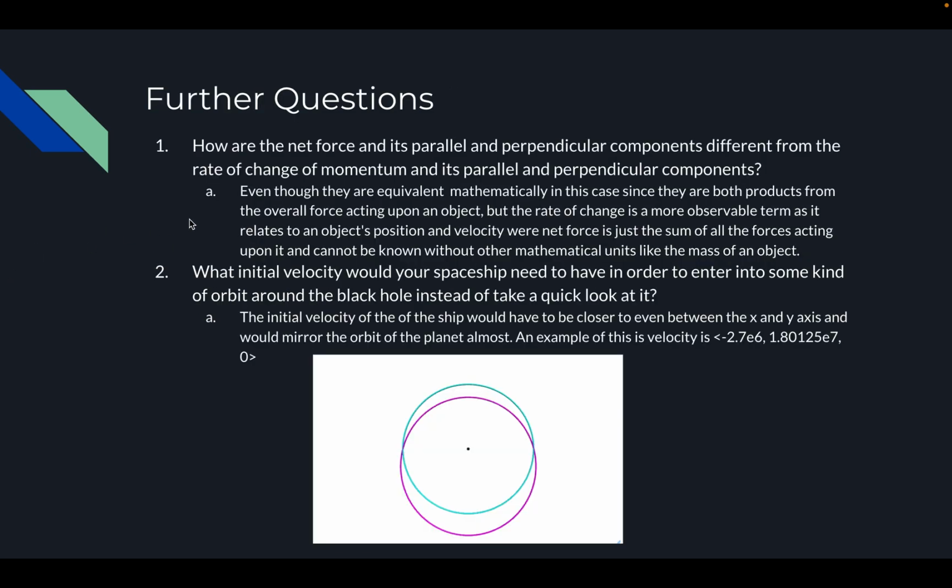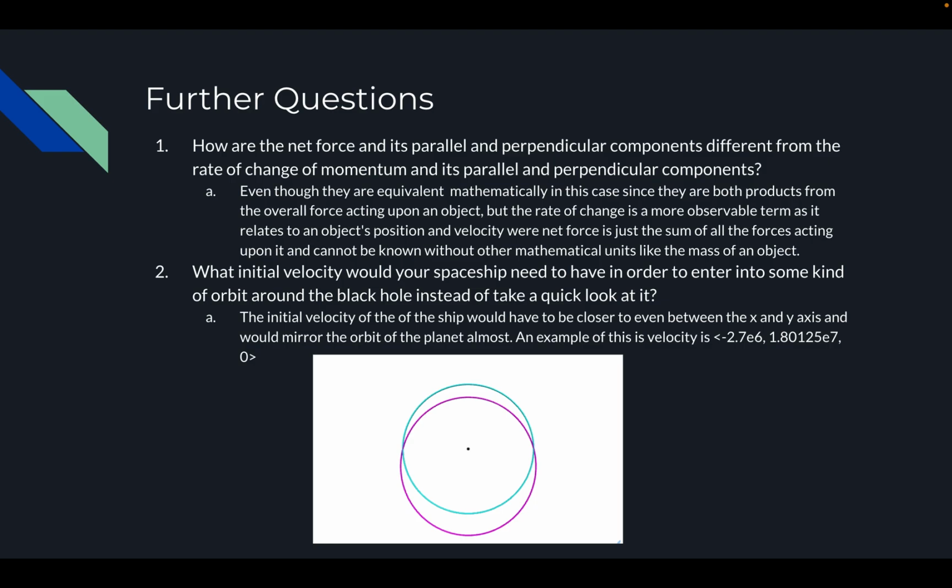And further questions: how are the net force and its parallel and perpendicular components different from the rate of change and its parallel and perpendicular components? Even though they are equivalent mathematically in this case, since they are both products of the overall force acting upon it, the rate of change is a more observable term, and it relates to the object's position and velocity, whereas the net force is the sum of all the forces acting upon it and cannot be known without other quantities like the mass of the object.